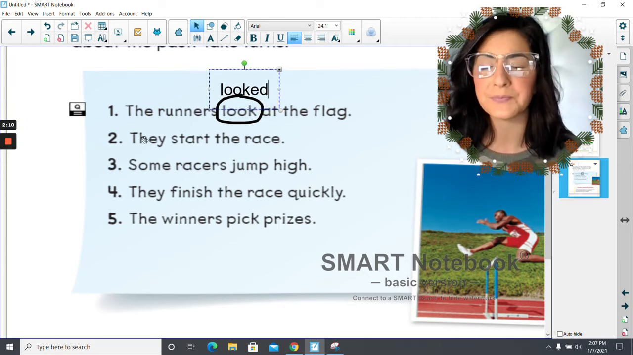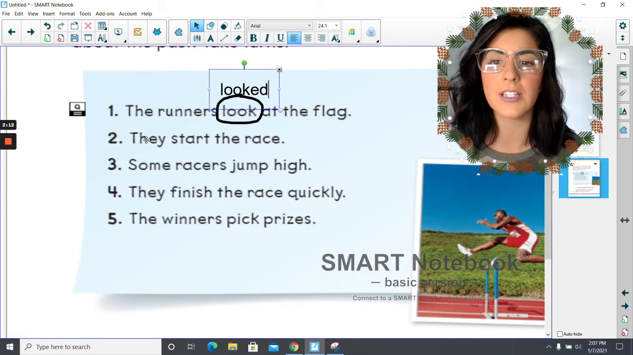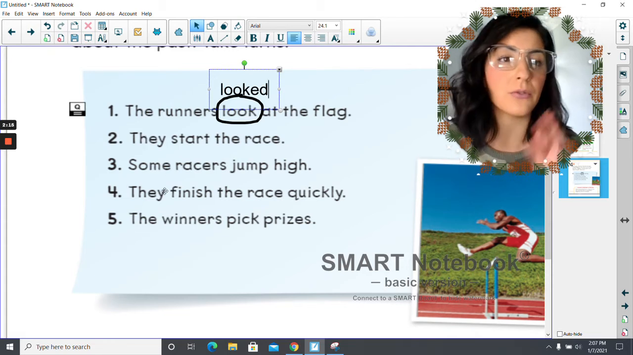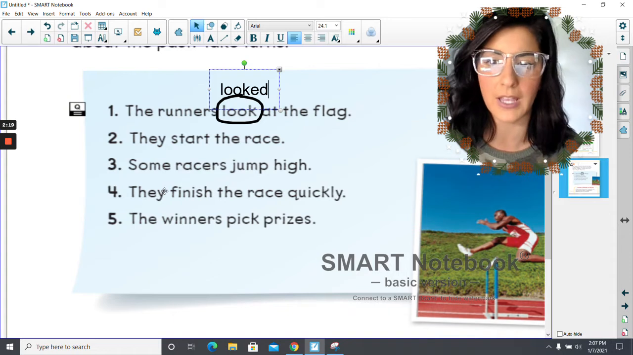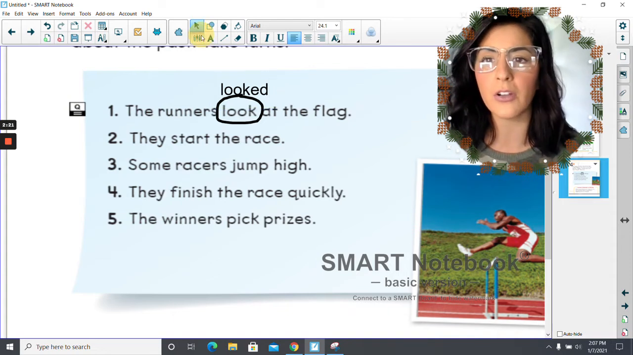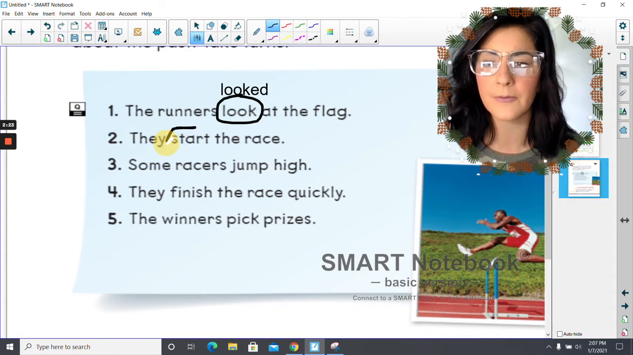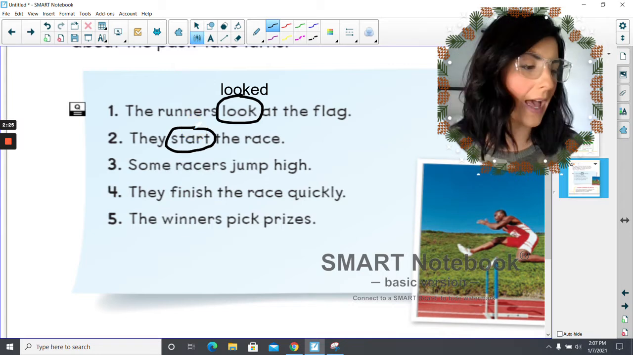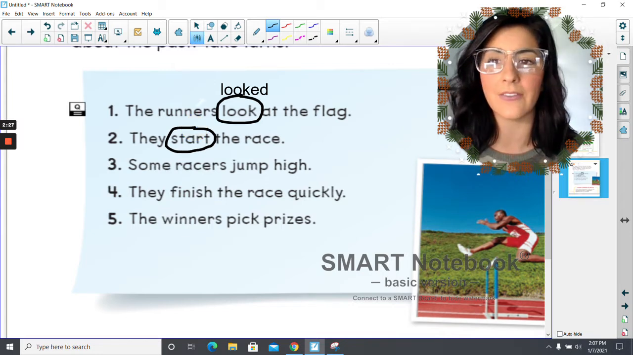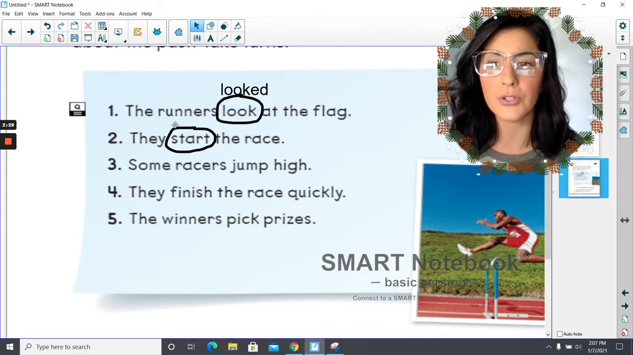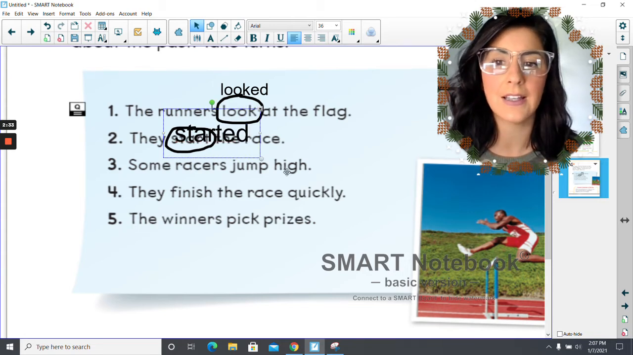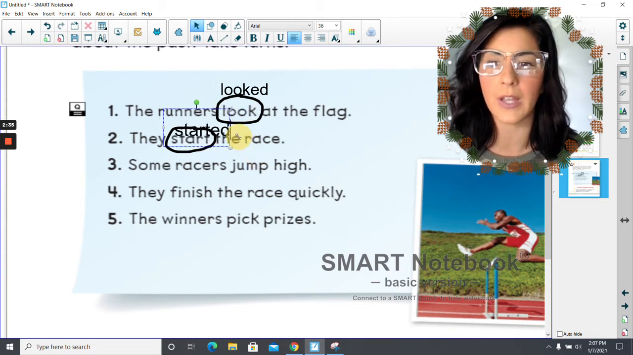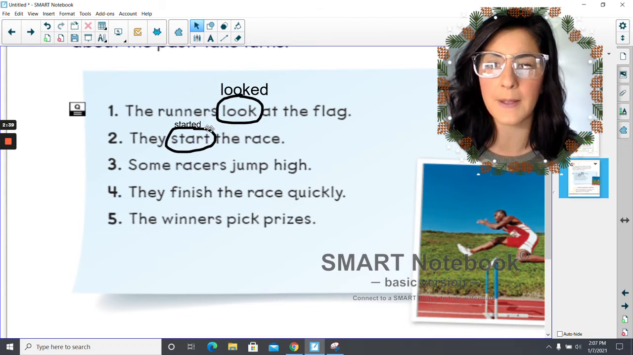Okay, number two, they start the race. So what do they do? They start. That's the action, start the race. So I'm going to circle our verb, which is start, and we're going to add an ED to the end of that word to make it past tense. So instead of they start the race, they started the race, okay?